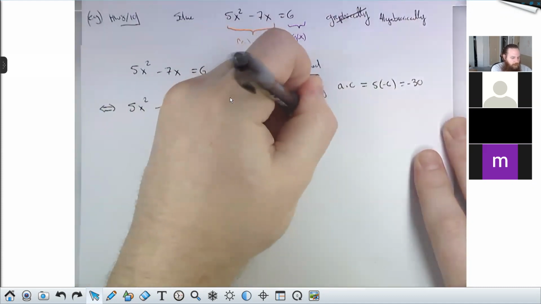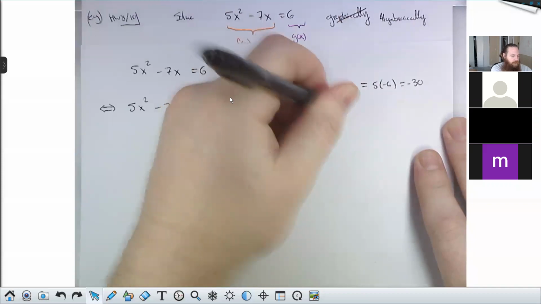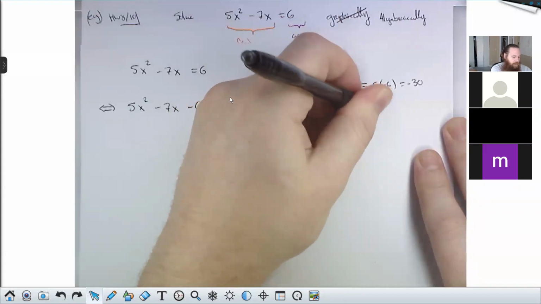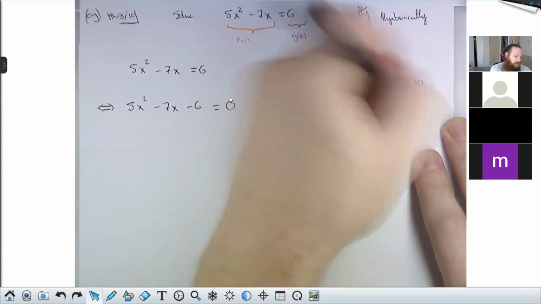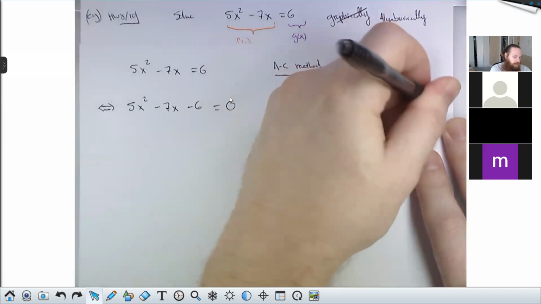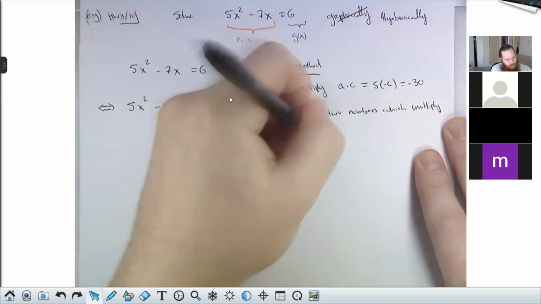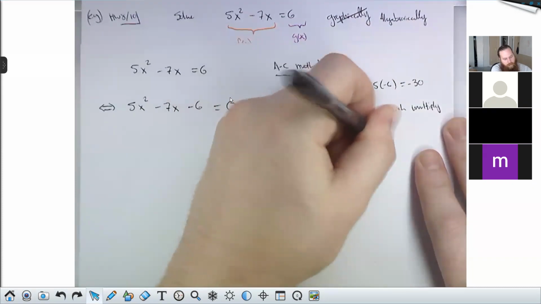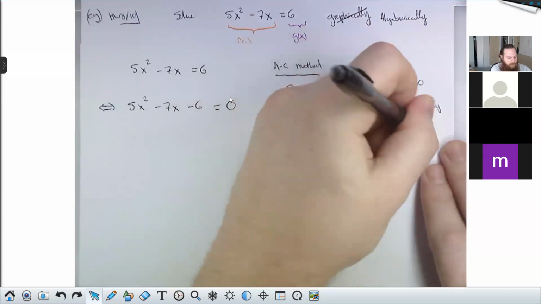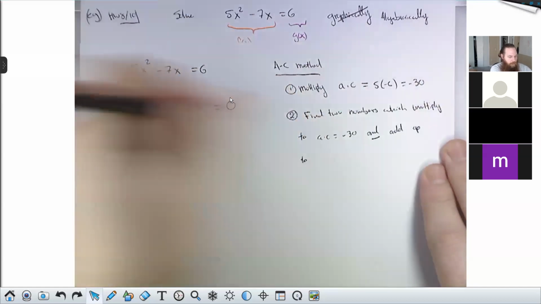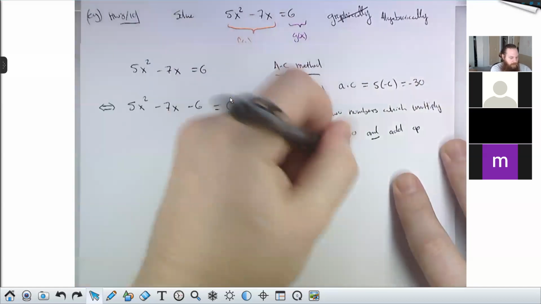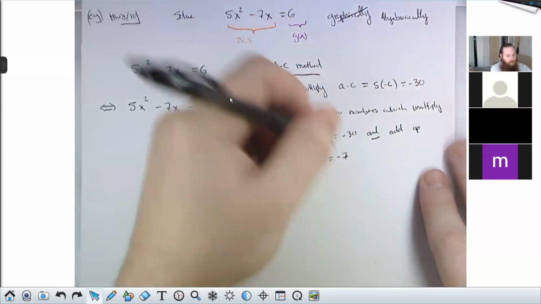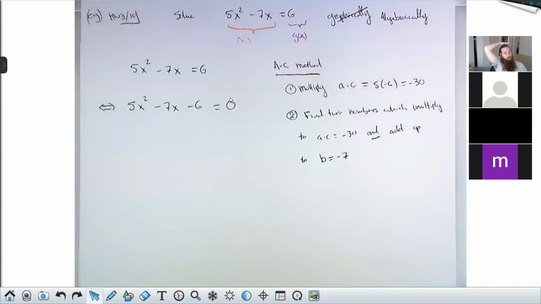Then we look for two numbers. We have to find two numbers which multiply to this and add up to the middle number b, which in this case is negative 7. So I want to find two numbers that when multiplied give negative 30 and when added up give negative 7.